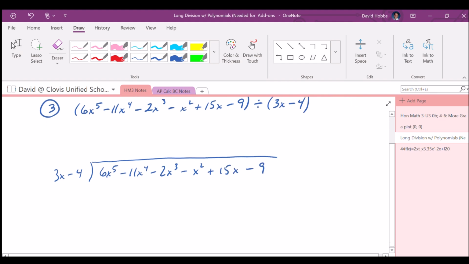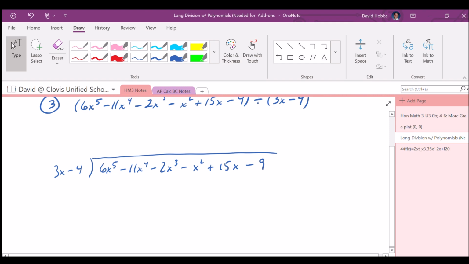Okay, so we're just kind of learning the process of long division here on this one, and then we got one more problem after this where we're going to apply it. Okay, now a couple different ways. One way you could look at it, you could say, okay, 3x goes into 6x to the 5th how many times? But I think the safer way to do it is to say, what times 3x gives me 6x to the 5th? Well, 2x to the 4th.